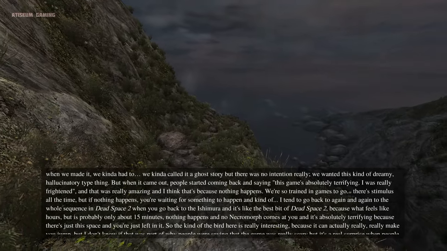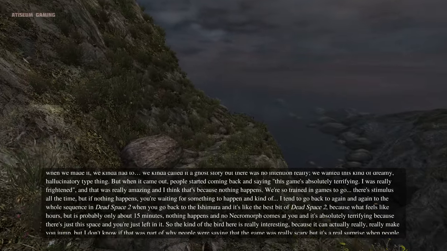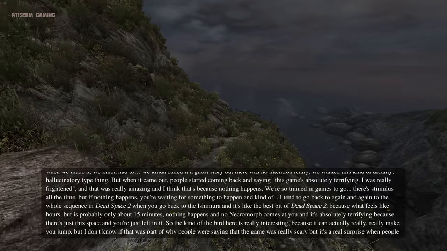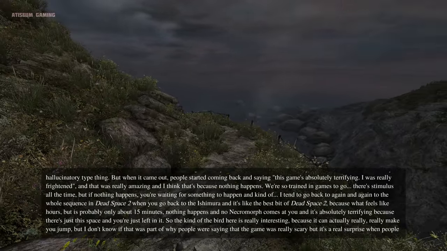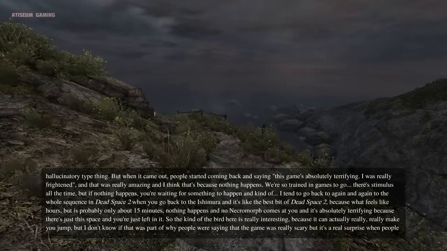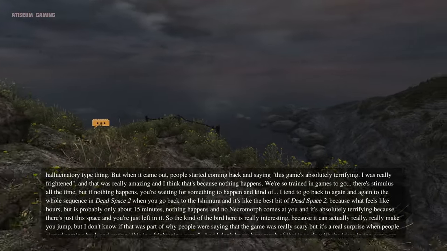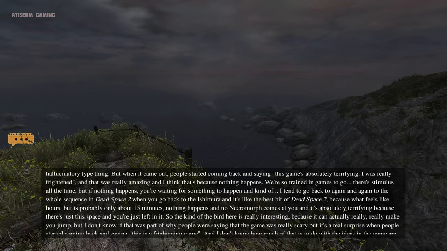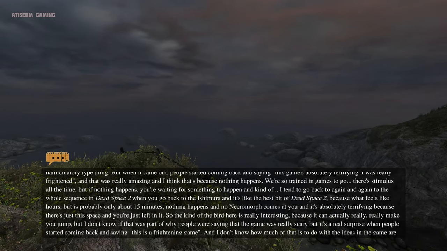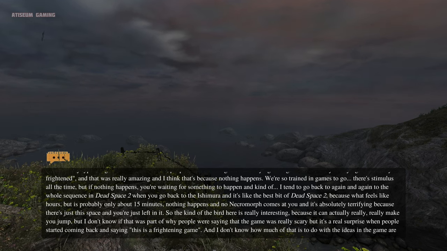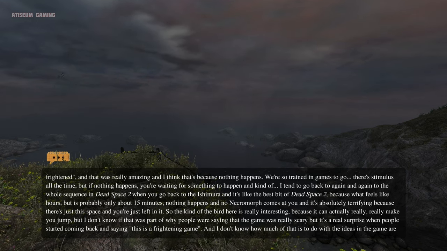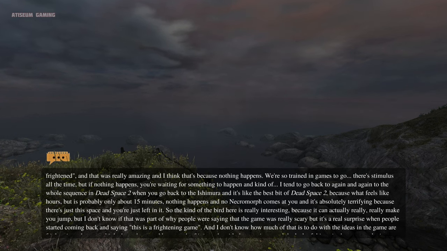And I think it's because nothing happens. We're so trained in games to expect stimulus all the time, that if nothing happens, you're waiting for something to happen. I tend to go back again and again to the whole sequence in Dead Space 2 when you go back to the Ishimura. It's the best bit of Dead Space 2, because for what feels like hours, but is probably only about 15 minutes, nothing happens and no necromorph comes at you. And it's absolutely terrifying, because it's just this space and you're just left in it.